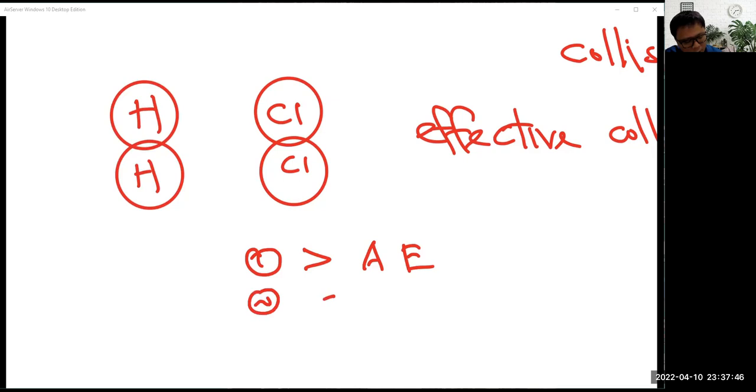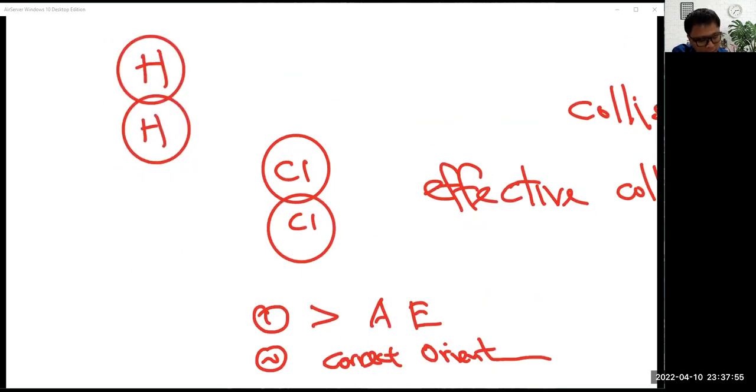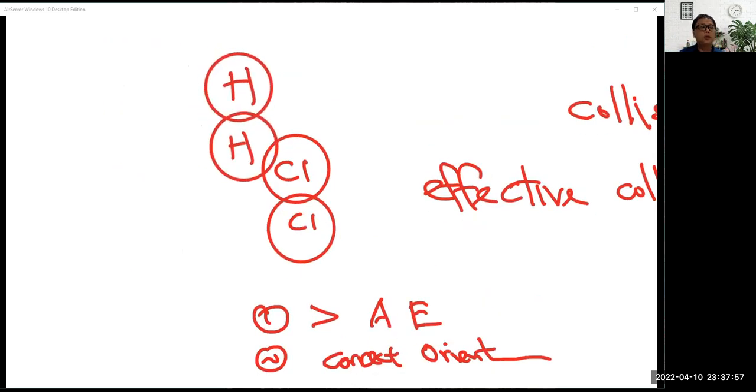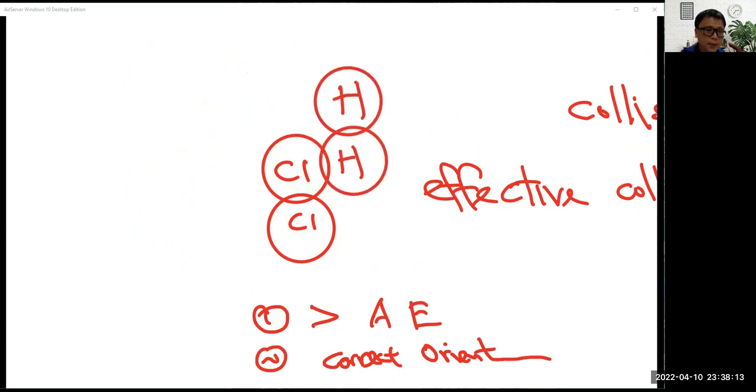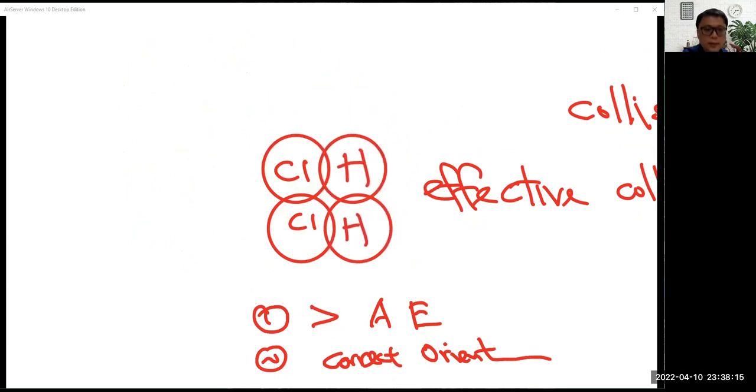The second one must be the correct orientation. Correct orientation means the way they collide must be correct. For example, if you collide like this, it won't work, because you can see this one has a reaction and is able to form a new bond, but the other H and the other Cl do not have any contact, so it won't be able to have any reaction. So in this case, like this, nothing happened, nothing happened, nothing happened. But this one, something happened.